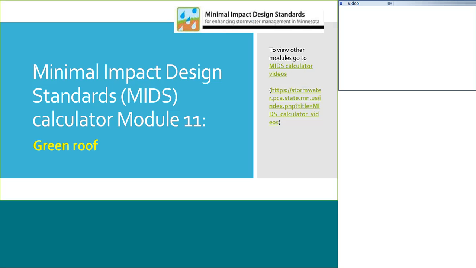Welcome to Minimal Impact Design Standards MIDS Calculator Module 11, Green Roofs. To see other modules for other best management practices, you can go to the Minnesota Stormwater Manual, you can go to this page in the manual, or type this link into your browser, and it will take you to the Minnesota Stormwater Manual guidance.